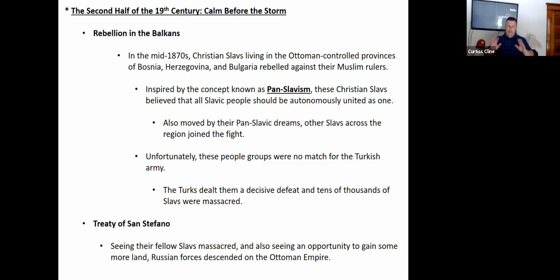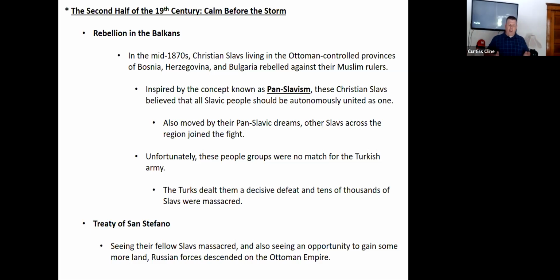So, inspired by this concept of Pan-Slavism, these Christian Slavs believe that all Slavic people should be autonomously united as one. And also moved by their Pan-Slavic dreams, other Slavs across the region joined the fight. Unfortunately, these people groups were no match for the Turkish army. The Turks dealt them a decisive defeat, and tens of thousands of Slavs were massacred.